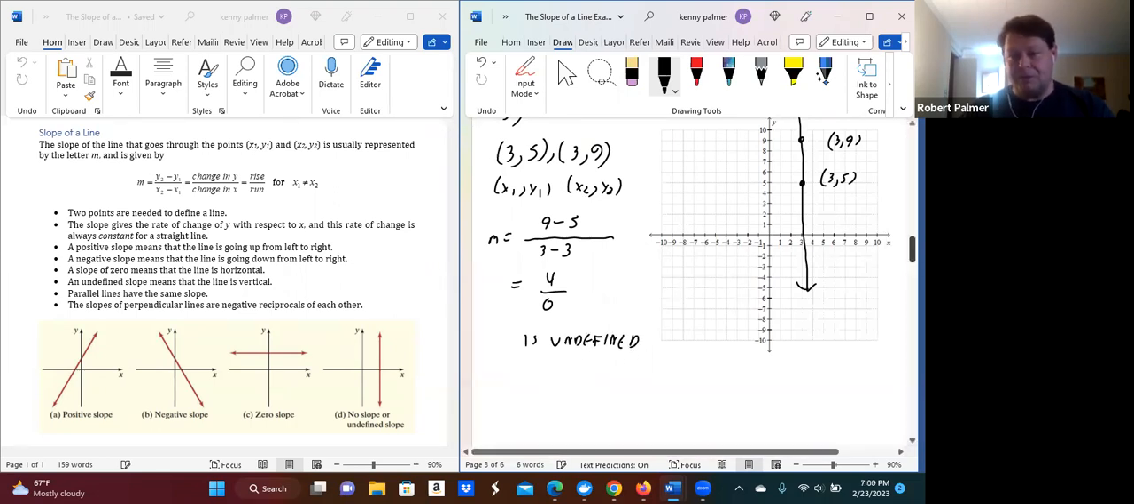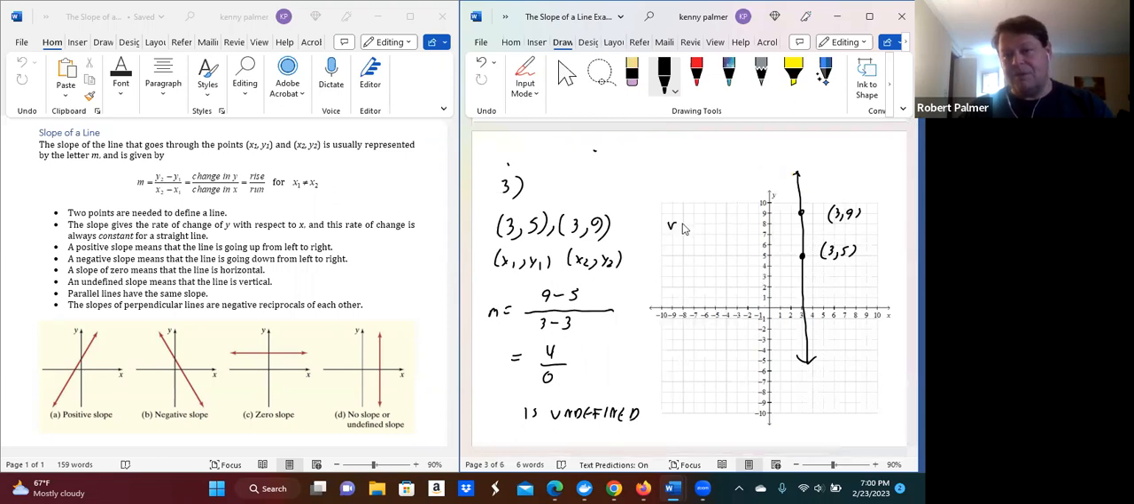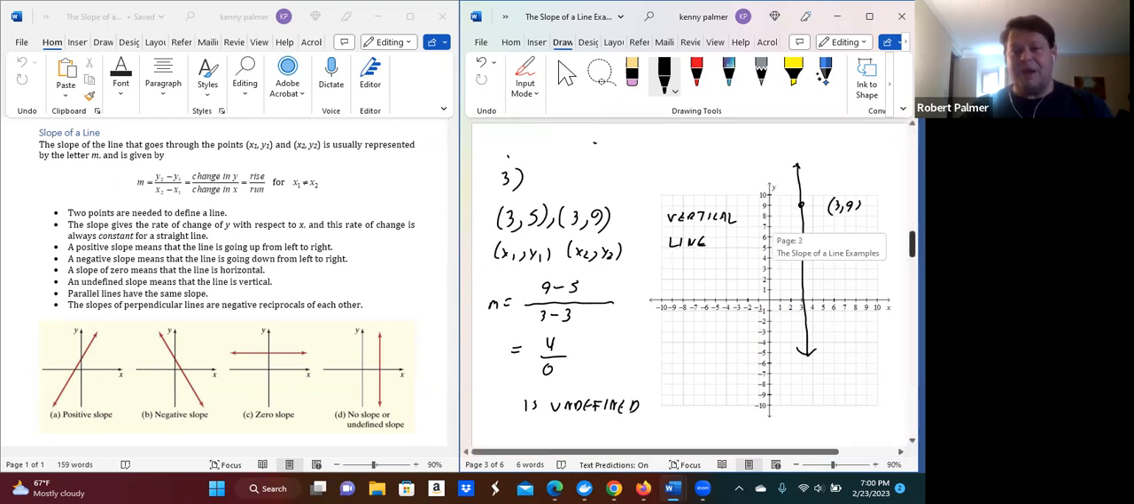Okay, so what that means is, once again, this is a vertical line. Any vertical line has undefined slope. And once again, think about slope as rise over run. It means you have no run, no back and forth, but you have only rise, only up and down. Okay, so that's how to find a slope.